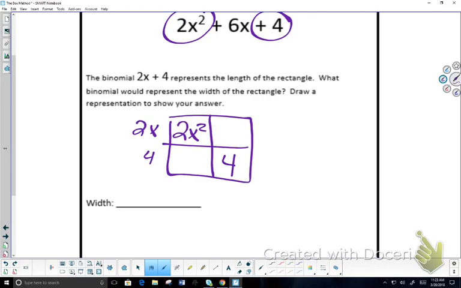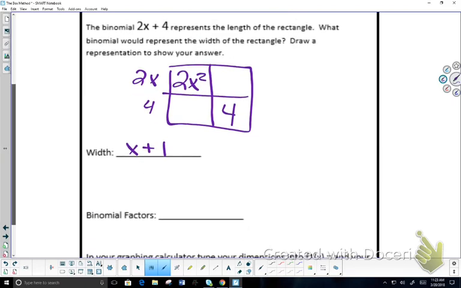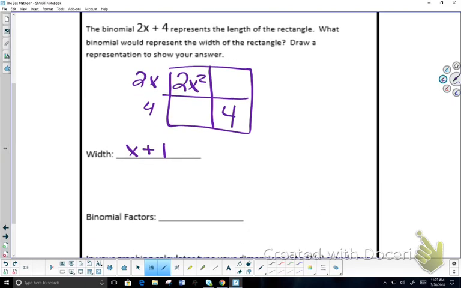Okay, Jason, what'd you get for your width? X minus 1? Plus 1. X plus 1. Is that what y'all got? Yes. So then my binomial factors, what would those be, Jason? X plus 1 and then 2x plus 1.